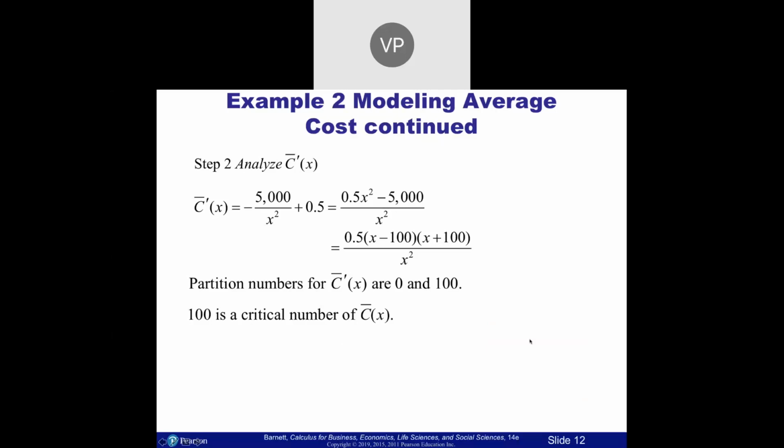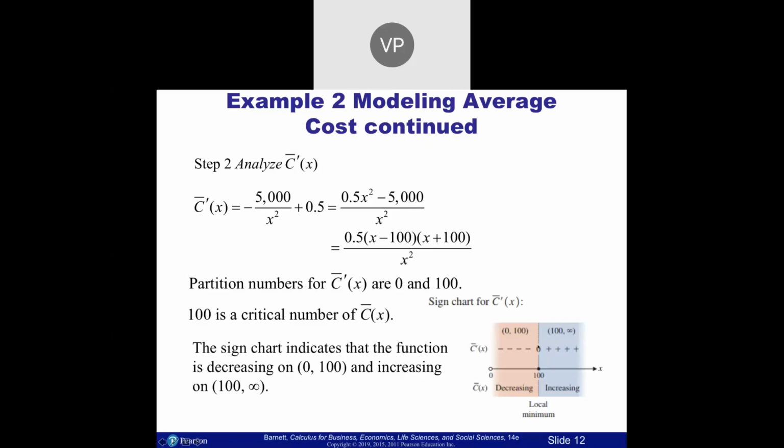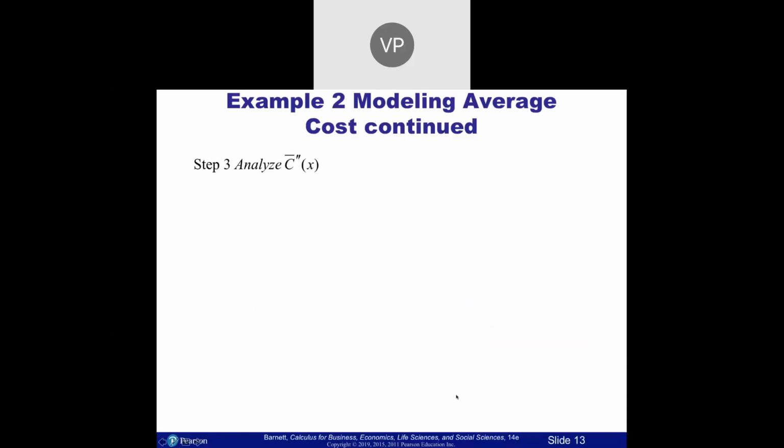So our function, it's decreasing between 0 and 100. It's increasing after 100. That means, by rule, if it's decreasing then increasing, this 100 must be a local minimum. So we plug in the 100 to the original function, and we also get 100. So the point (100, 100) is a local minimum.